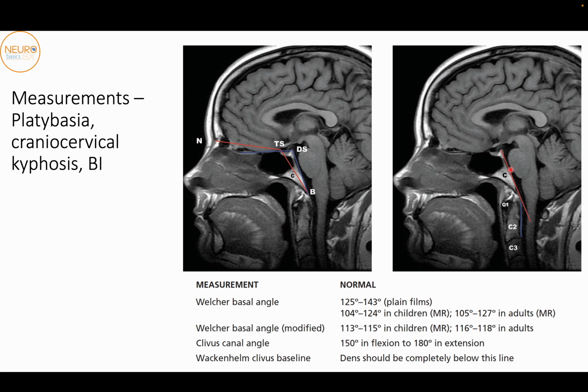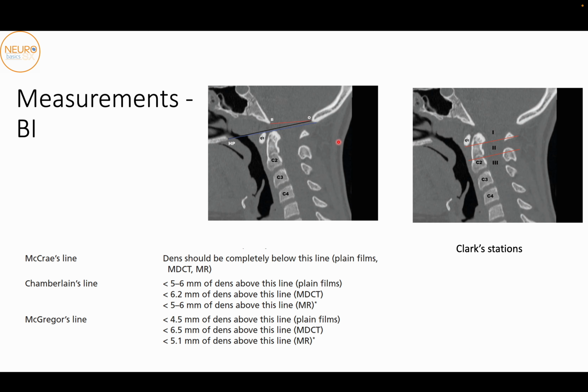A line with this Wackenheim clivus baseline running along the posterior border of the clivus can also obviously be used to measure basilar invagination. And normally the dens should be completely below this line. But apart from the Wackenheim-Clival line, there are also multiple other ways to measure BI. The most well-known ones being the McRae's line.